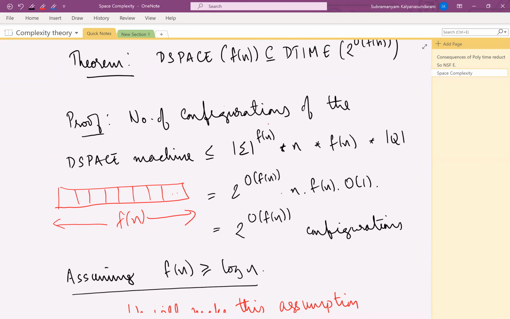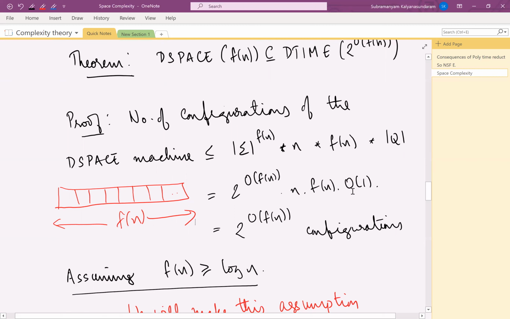And you have to consider the head that corresponds to this tape. The head could be anywhere in these order f(n) locations. There is also a head that corresponds to the input tape that could be in any of these n locations. And then there is the inherent state of the Turing machine, written here by the number q. So simplifying, you get 2 power order f(n) times n times f(n), and q is a constant that just depends on the Turing machine. It is independent of the input length n.